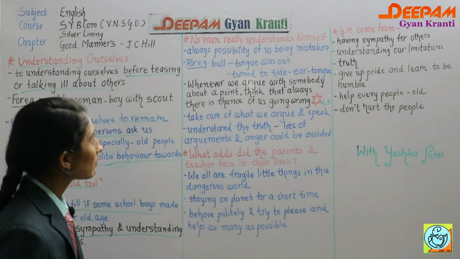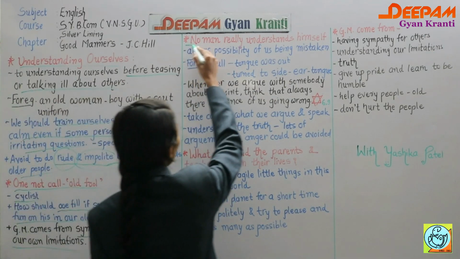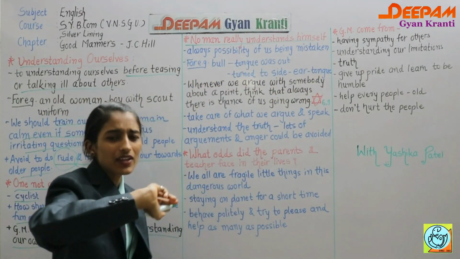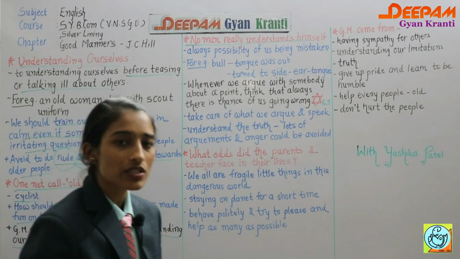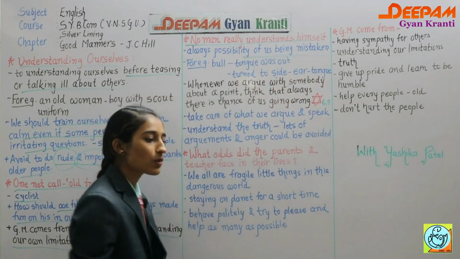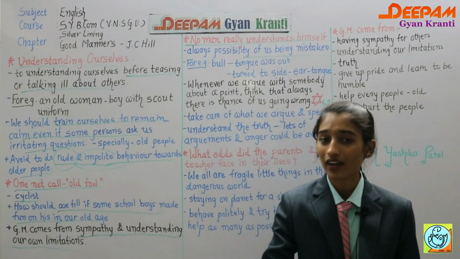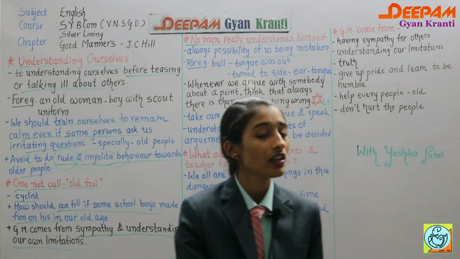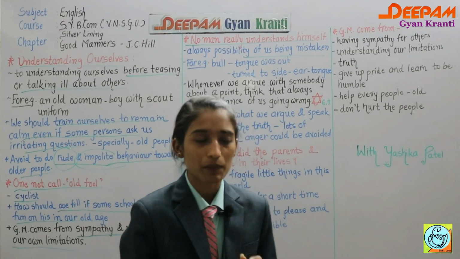Then in the further chapter he gave one more example and suggestion, like no man really understands himself. Even nobody can understand himself, and there is always a possibility of us being mistaken. Sometimes it is possible that according to our point of view we are right, but from another point of view or from another person we are wrong. So there is always that possibility, but we have to take it in a positive way.